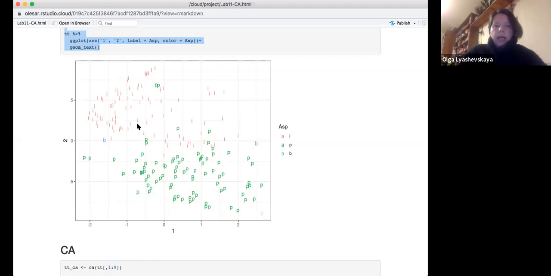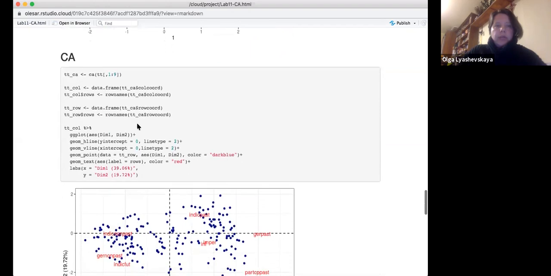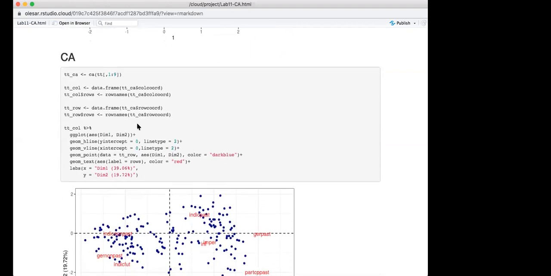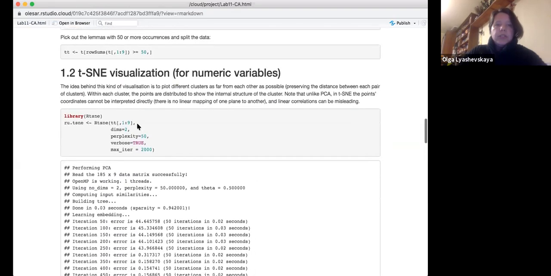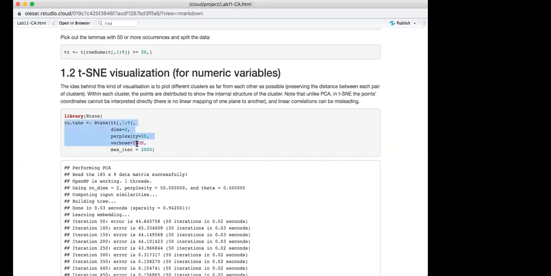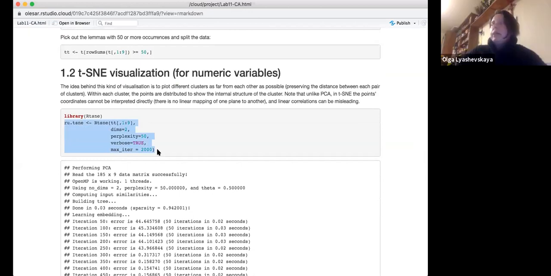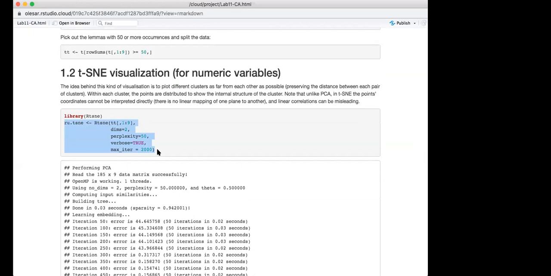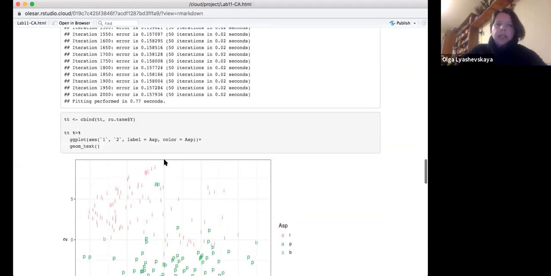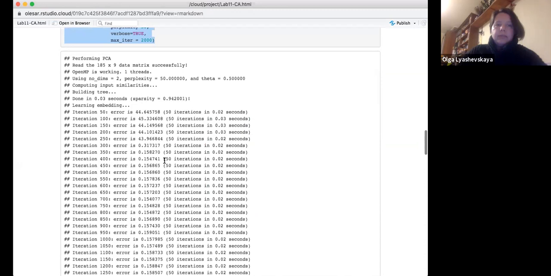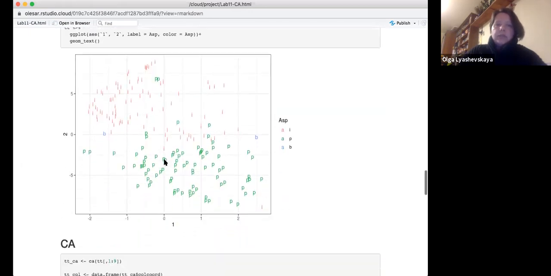Okay, and now let me go to the correspondence analysis. Can I ask a question? I have a slightly different picture from yours. Is it okay? Yeah, because when I started to do the T-SNE visualization, I didn't fix my random number seed. If I set the seed to, say, 42, and you do the same, then we would get exactly the same picture. But you see that there is a lot of random computation here, so it's natural that you get another picture.